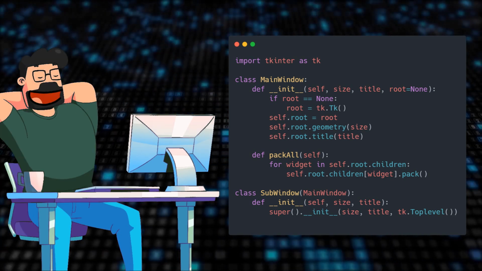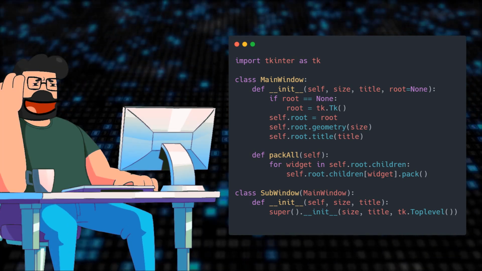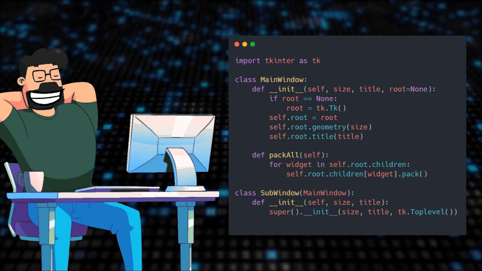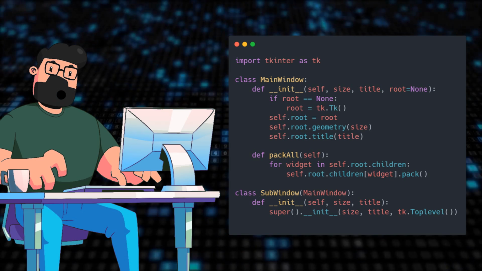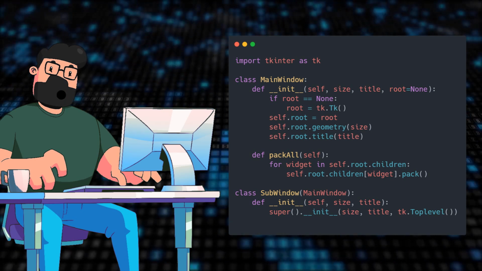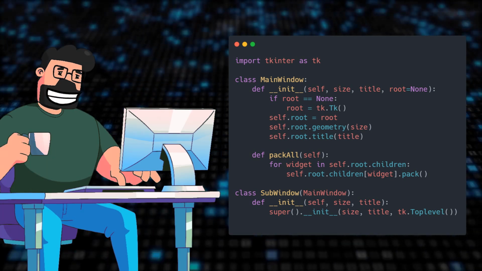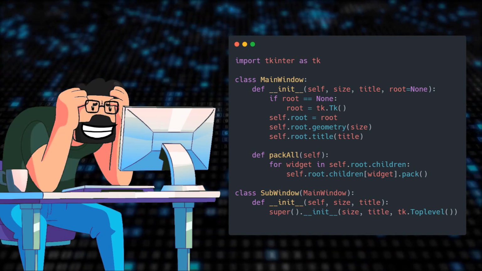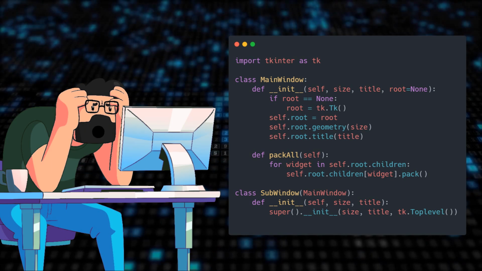By passing a required value for self.root to the base class constructor, with a default where the base class chooses tk.Tk, we ensure that only one root is instantiated before geometry and title are called. This way, we avoid creating multiple instances of tkinter and maintain a clean inheritance structure.